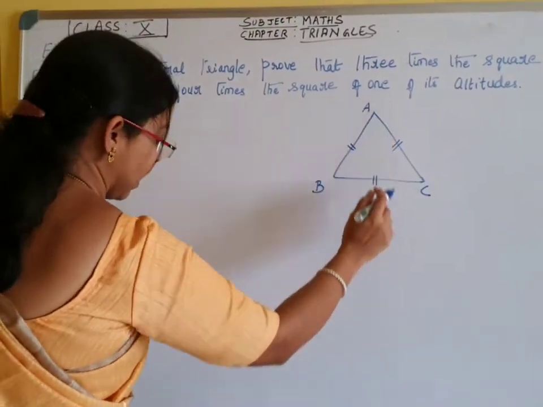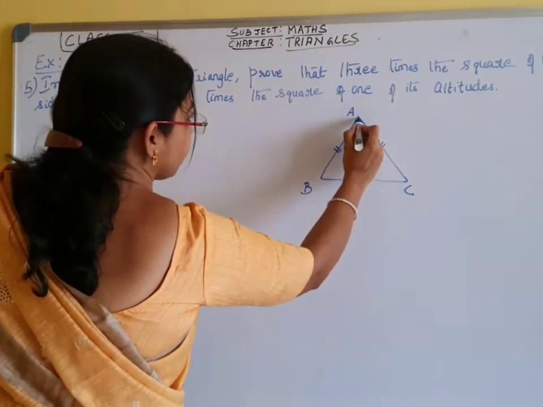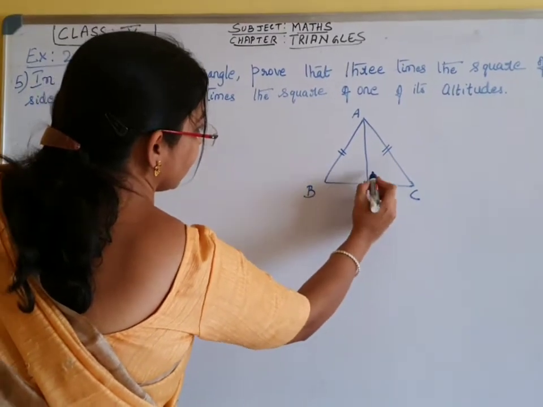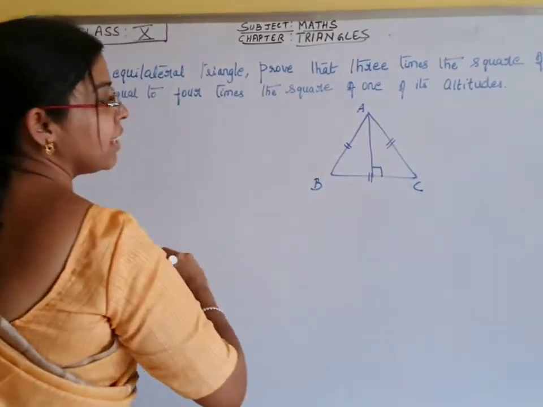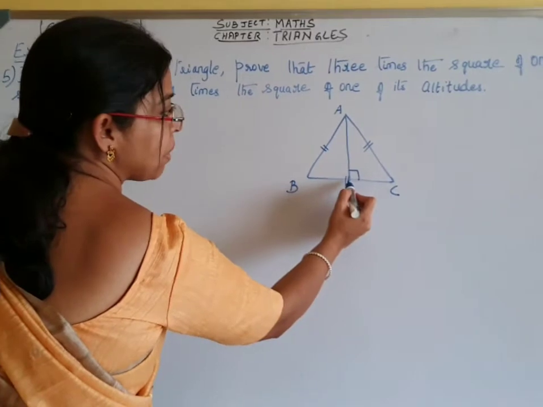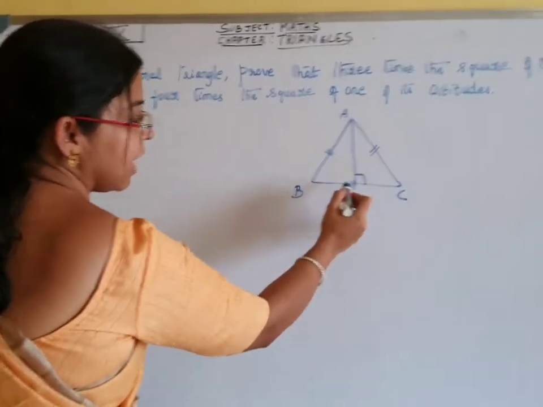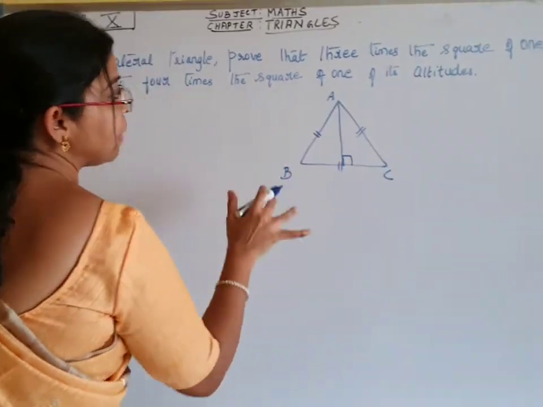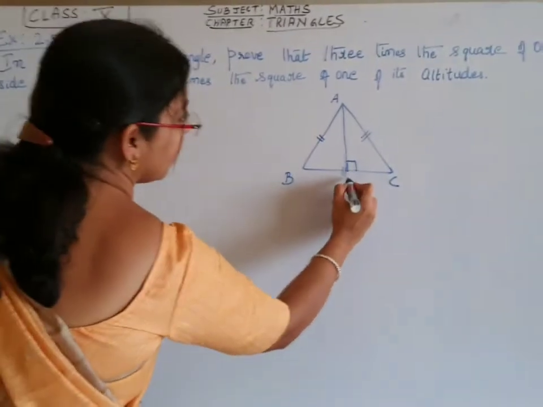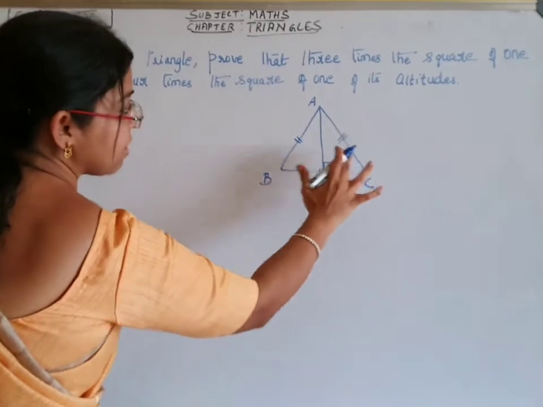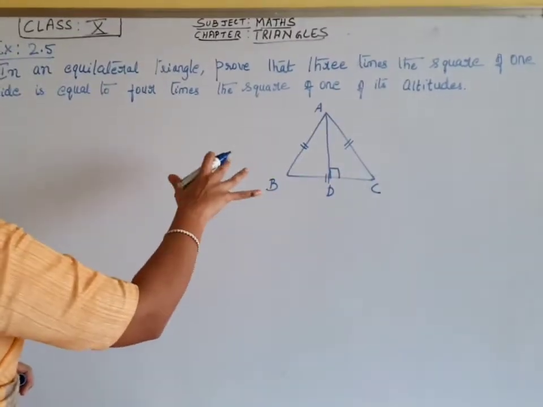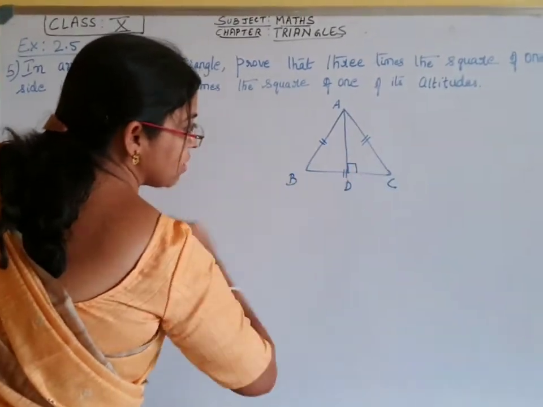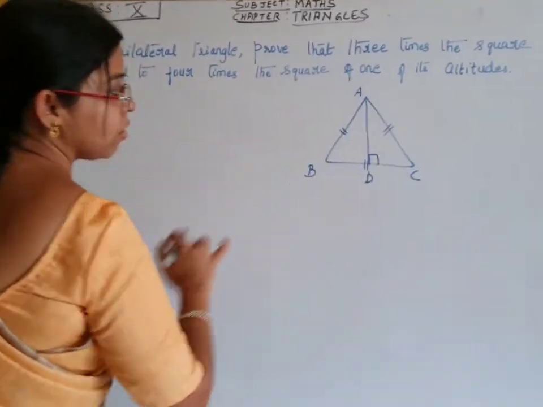So we will drop an altitude here. Altitude is 90 degrees to the base. It has to be perpendicular to the base. Only then it is called an altitude. And in an equilateral triangle, it is a perpendicular bisector. AD is a perpendicular bisector for an equilateral triangle, not for all triangles. So when we say it's a bisector, BD is equal to DC. And we know all the 3 sides are also equal.